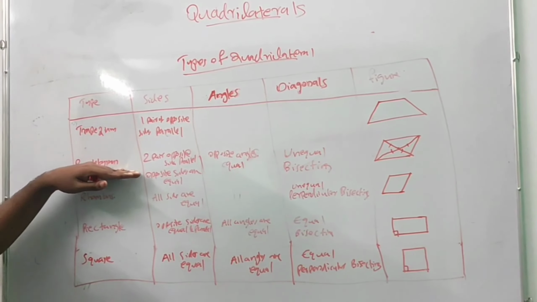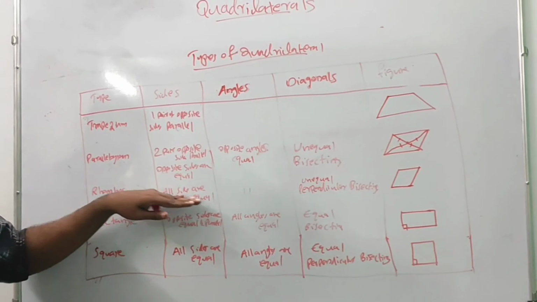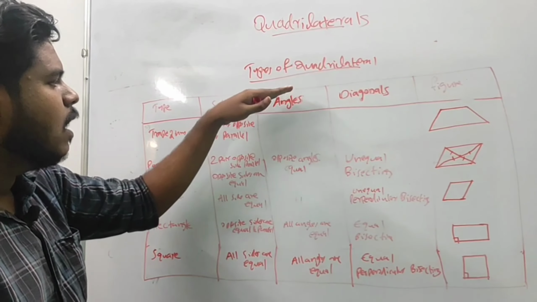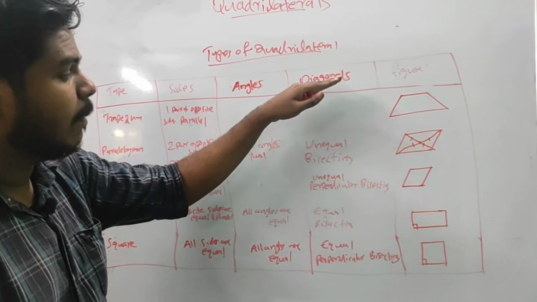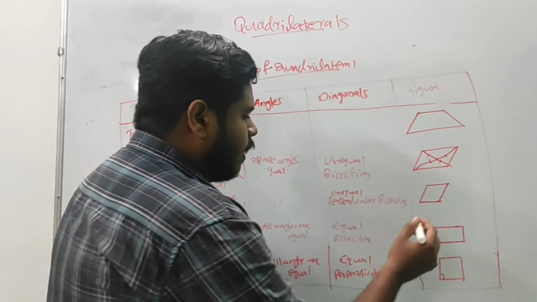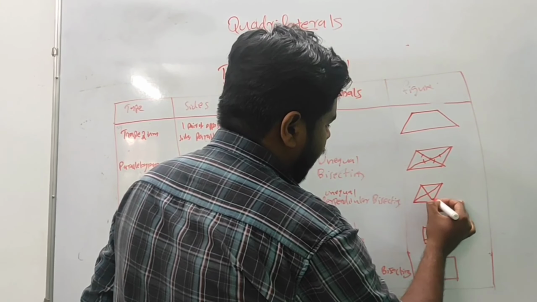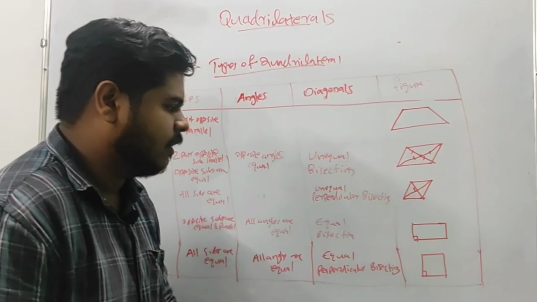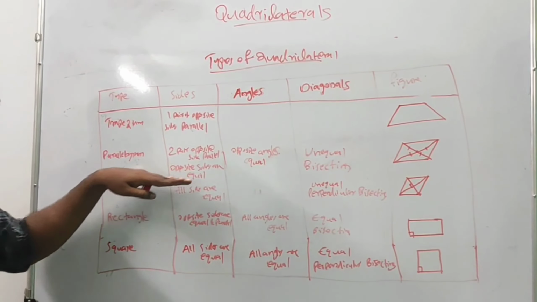And we move to the rhombus. A rhombus is a parallelogram having all sides equal. All the properties are given here. Opposite angles are equal. Angles are unequal, but the diagonals are perpendicular bisecting. That is, if we draw the diagonals of this rhombus, the angle between the diagonals will be 90 degrees. That is perpendicular bisecting. So this is a type of parallelogram also.